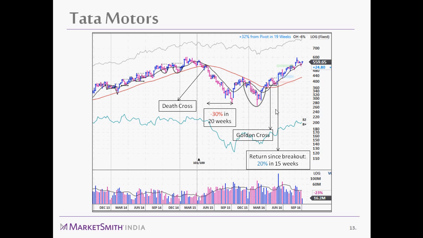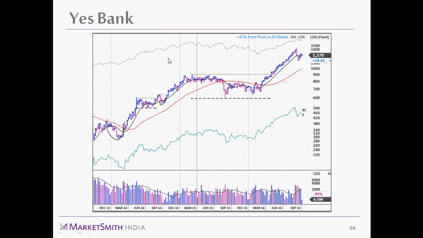Now what we're saying here is that just because a golden cross happens, you need not be buying into the stock. What you should ideally be doing is, when a golden cross like this happens, you need to be highlighting the stock in your watch list. And once the stock forms a proper base after a golden cross and breaks out, that's when you should be getting into the stock. Let's look at another example.